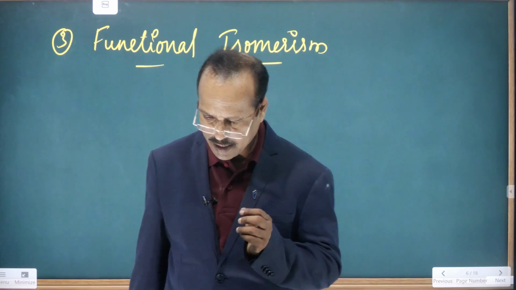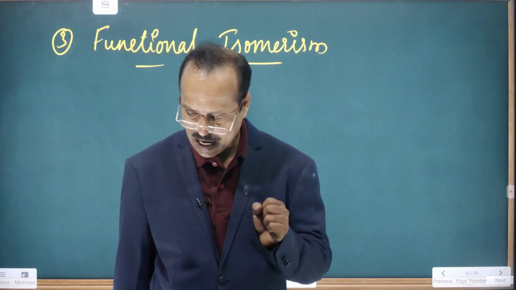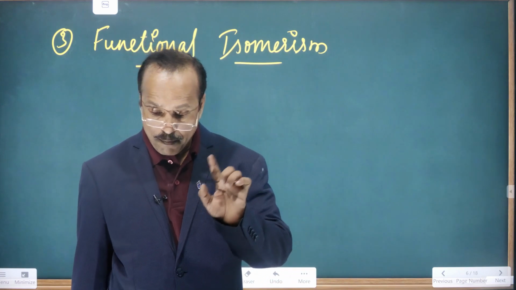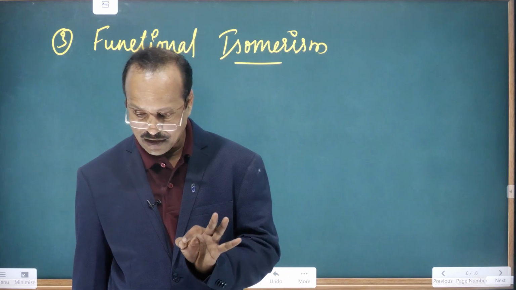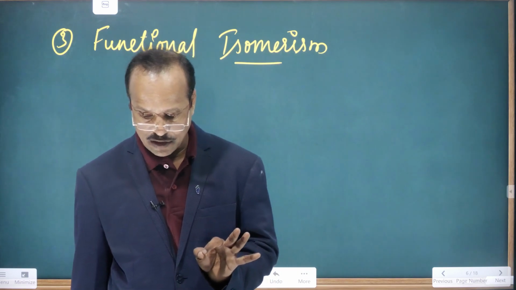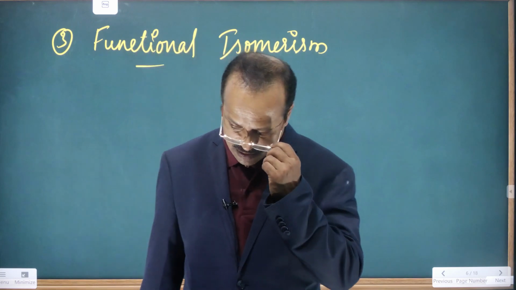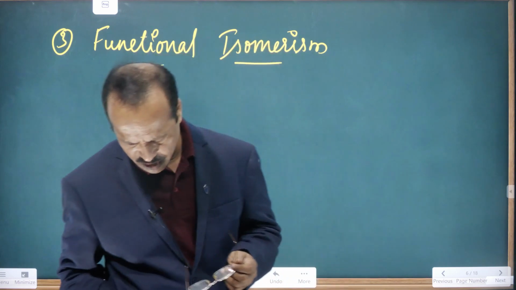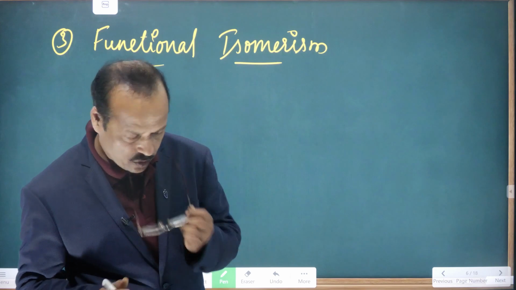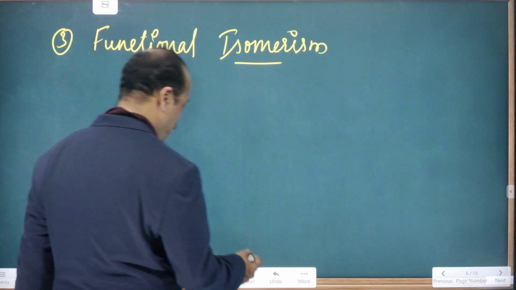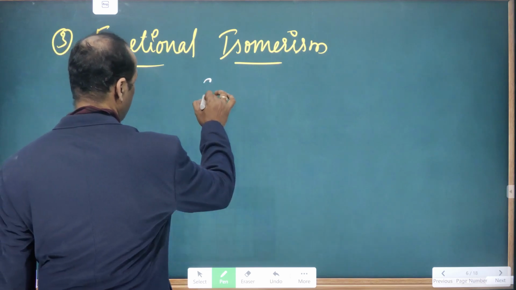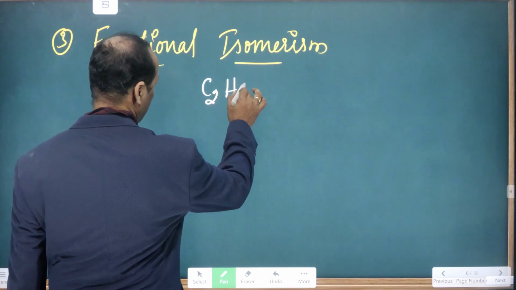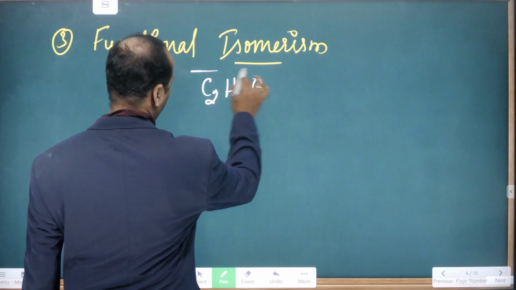If the molecules have the same molecular formula but differ in the type of the functional group, then it is known as functional group isomerism. Okay, now for example, they have taken one formula, C2H6O. See students now, C2H6O. Okay, how can we write this one?